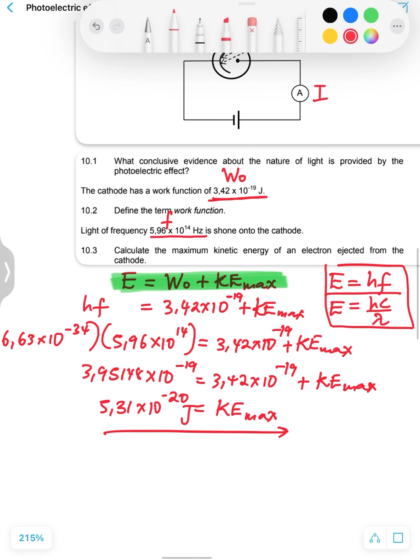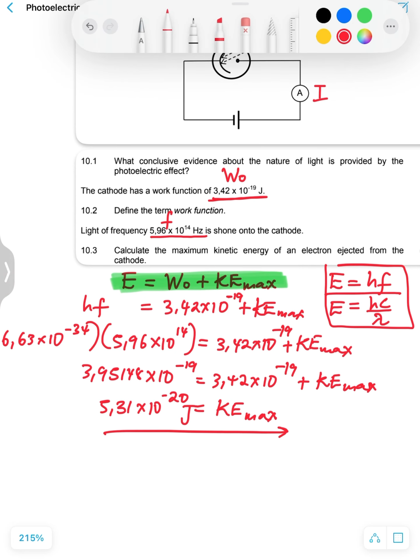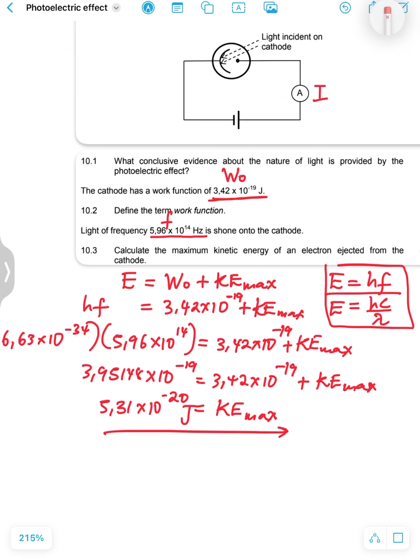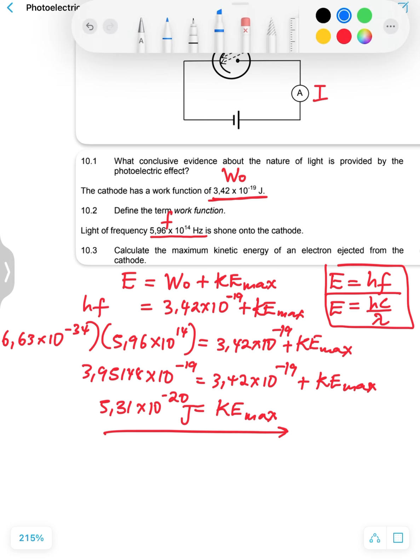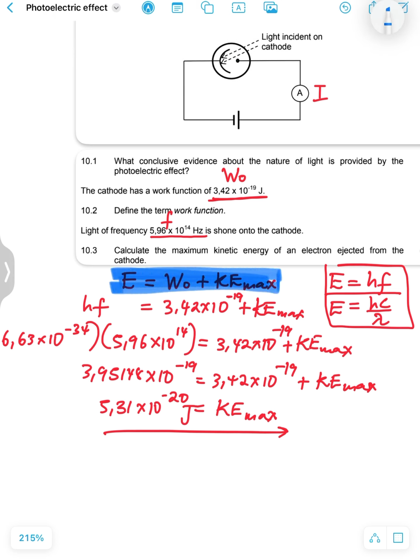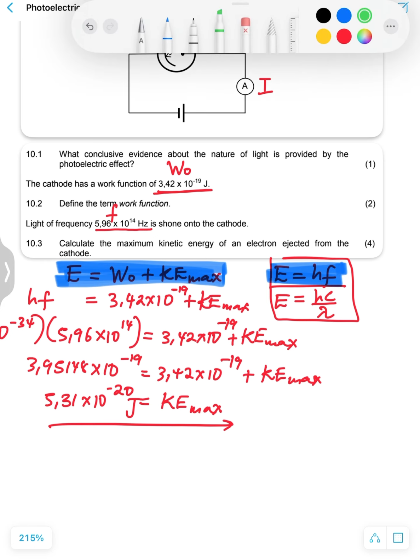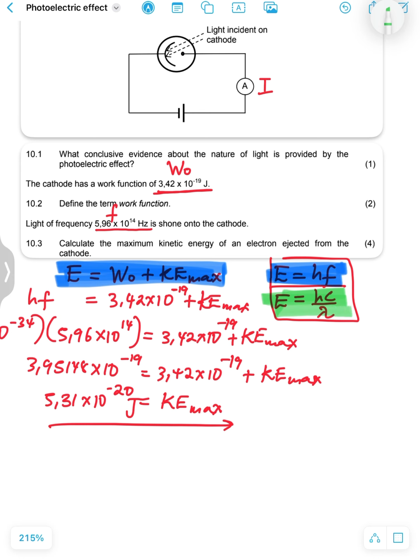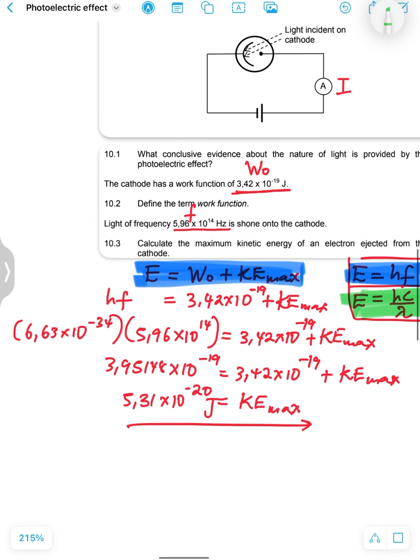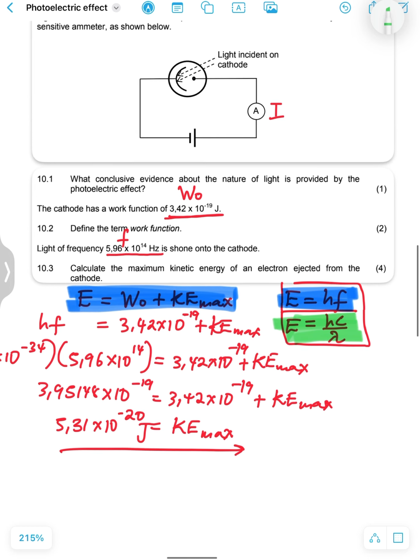Okay, so the key part here is the formula, which, like I said, is given in your formula sheet. Also note that if you have frequency, you are going to use this formula for the energy of light. But if you are given the wavelength, you are going to use this formula for the energy of light. Okay, so that is the answer for 10.3.